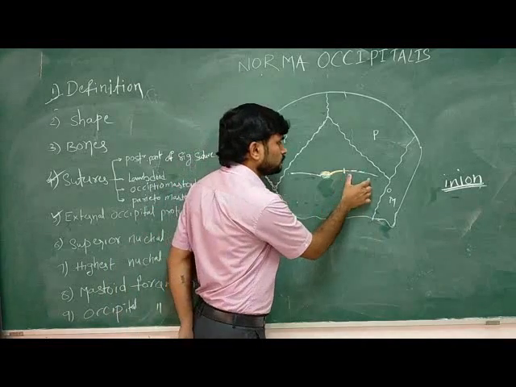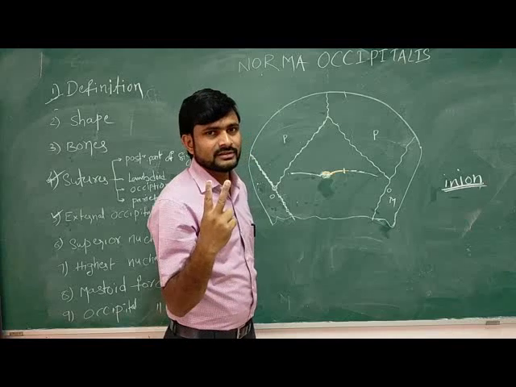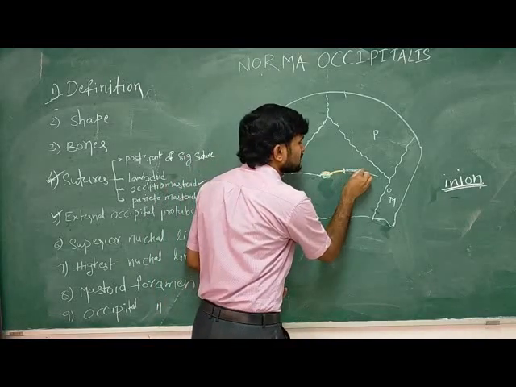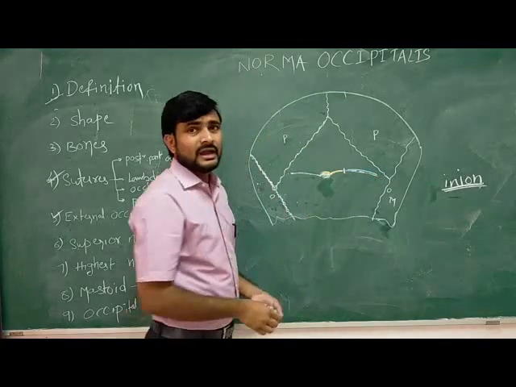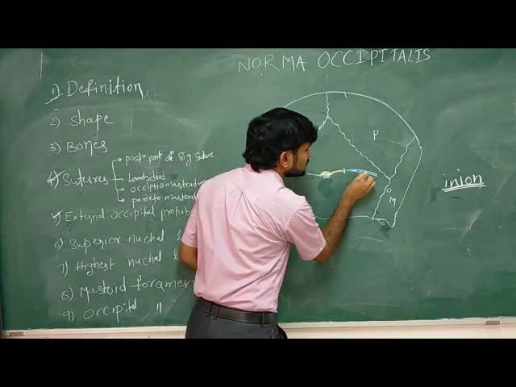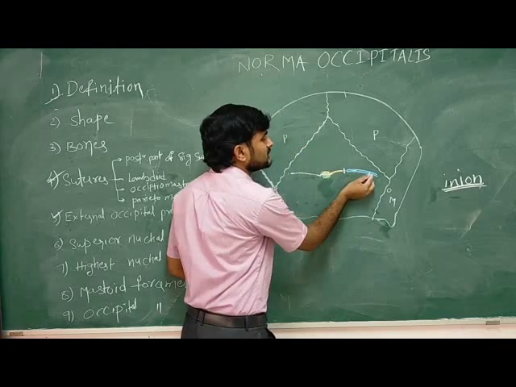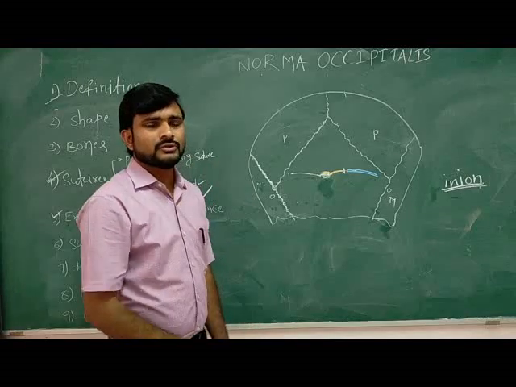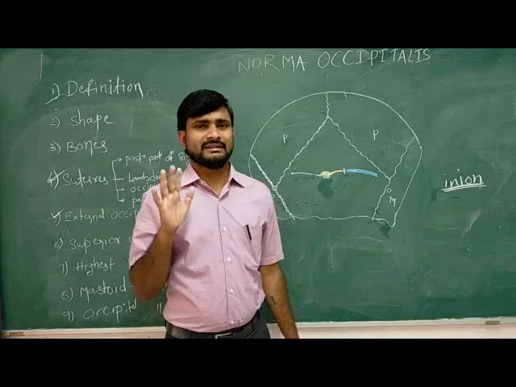In the lateral 2/3 part, two muscles get inserted here. One muscle is the sternocleidomastoid and the second muscle is called the splenius capitis. Here the sternocleidomastoid is above and the splenius capitis is below. So this is about the superior nuchal line.